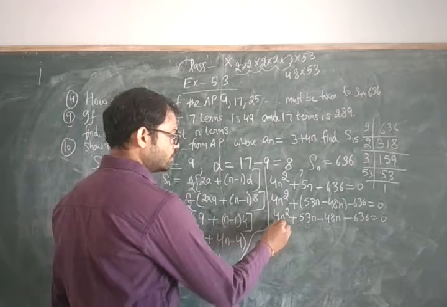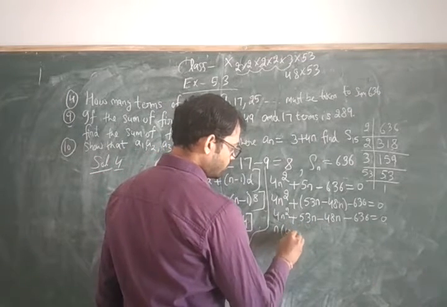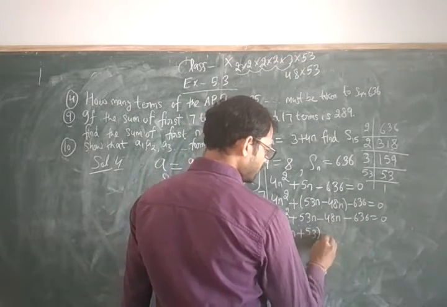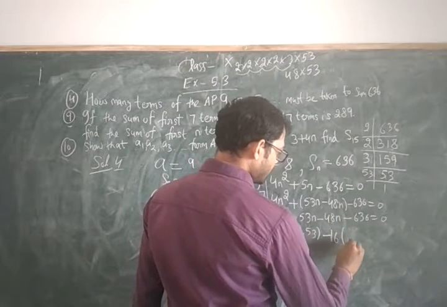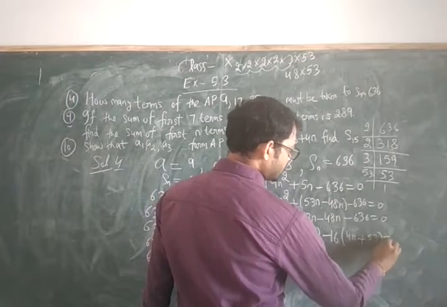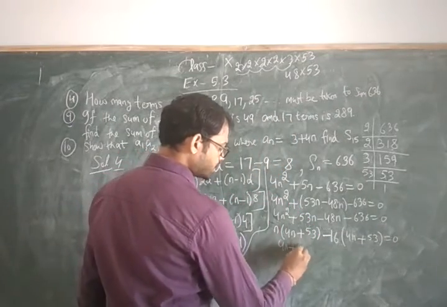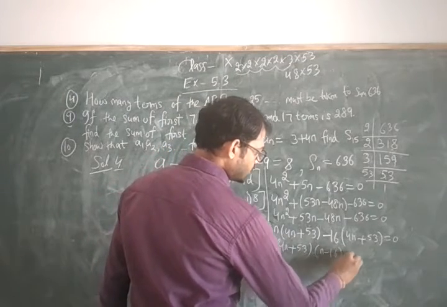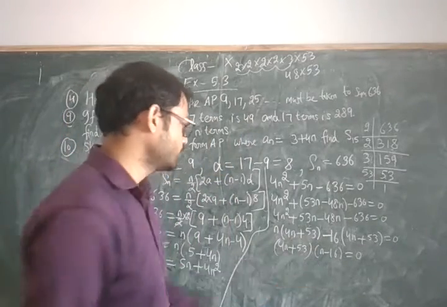From the first two, n can be taken as common, so it becomes n(4n plus 53), and from here we can take 16 as common, so it becomes 12(4n plus 53) is equal to 0. So after this, (4n plus 53)(n minus 16) is equal to 0. Now you can find the value of n from these two factors.